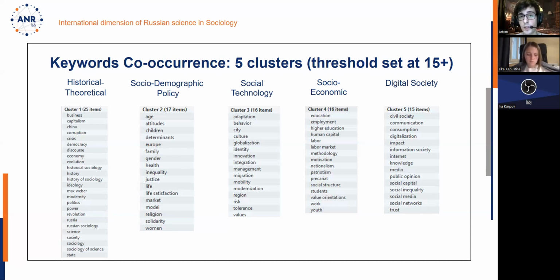Socioeconomic cluster is particularly devoted to the economically sociological and social stratification issues. And the digital society cluster is involved in discussing digital society as it appears here as well. And it can be thought of as examining the social consequences of new technologies, particularly digital technologies, social media, etc. Please, the next slide.